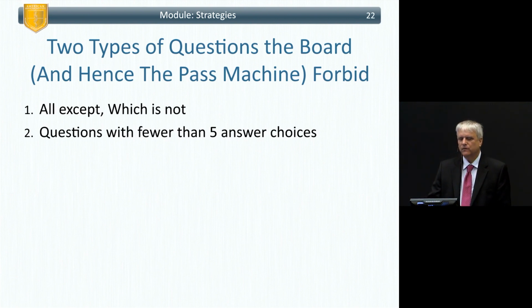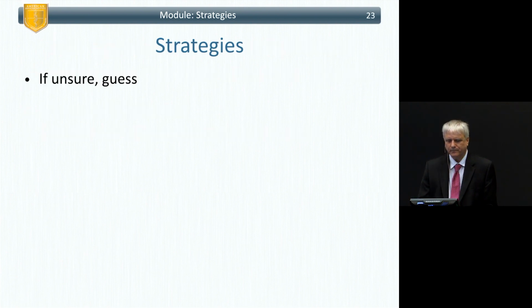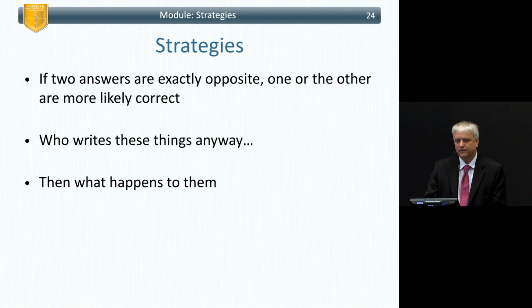And then questions with fewer than 5 answer choices don't discriminate well. They can't tell the top people from the bottom people, so you always should have 5 answer choices. So the only time there'd be 4 is if one of them had to be scratched at the last minute, but they would more likely find somebody to make one up. If you're unsure, guess. There's no penalty for guessing. They don't subtract. If 2 answers are exactly opposite, one or the other is likely correct. Not always, it just increases the chance.